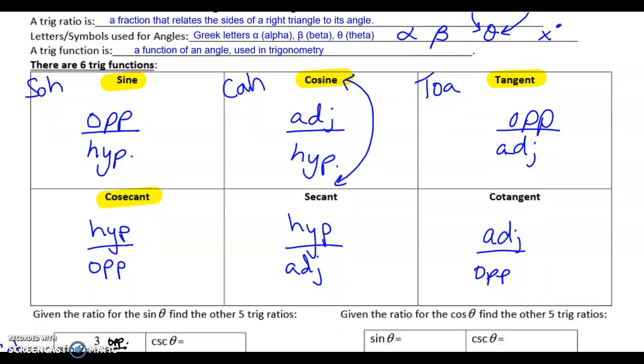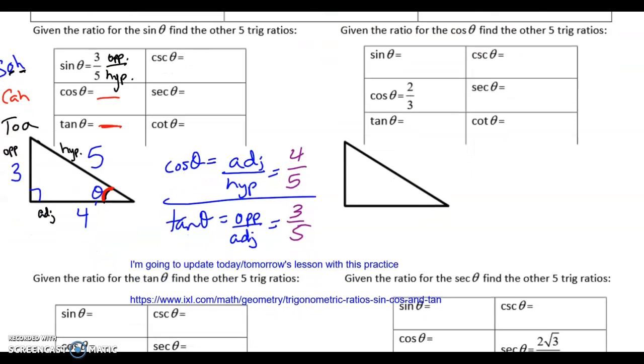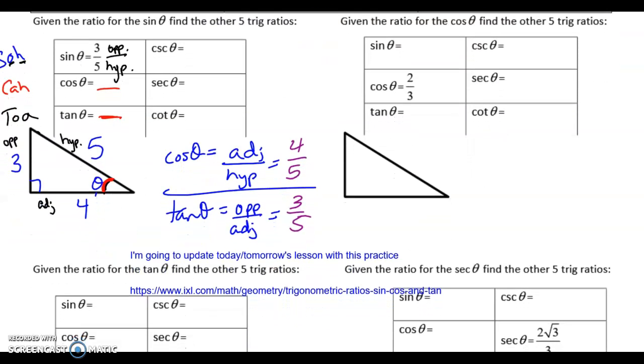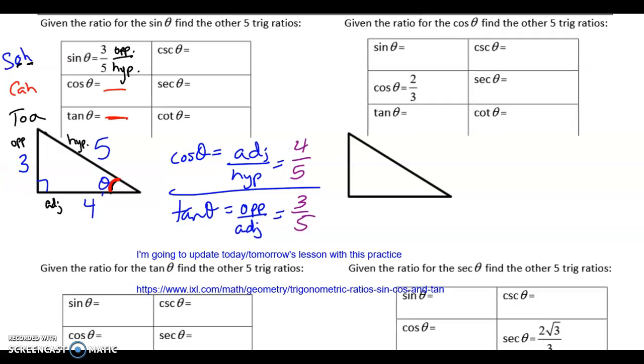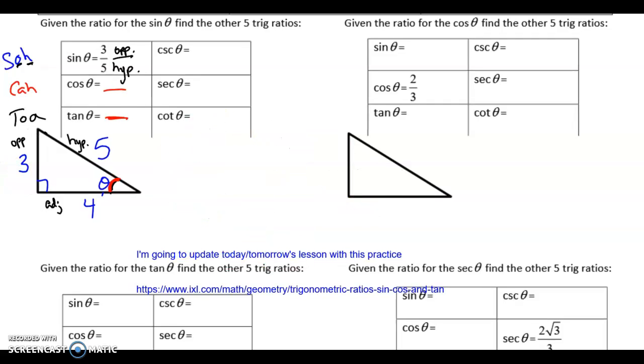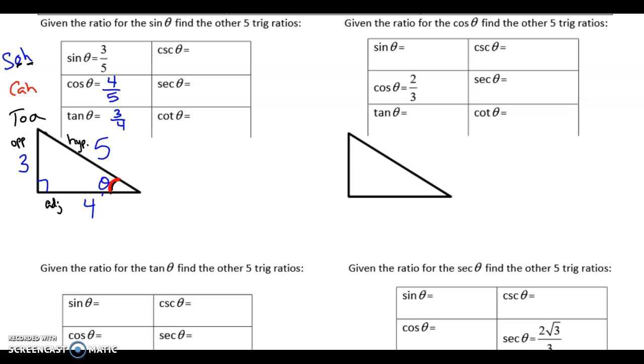So let's practice these with the one that we already started here. I'm still on page 1. The abbreviation for cosecant would be CSC. So CSC theta. Again, it goes with sine. It's the reciprocal of sine, so we're just going to flip it around. It's going to be hypotenuse over opposite. The secant would be hypotenuse over adjacent, and the cotangent would be adjacent over opposite.